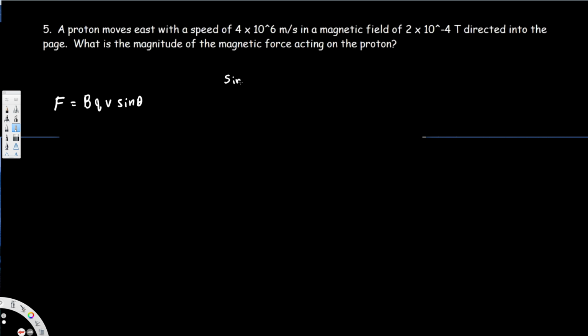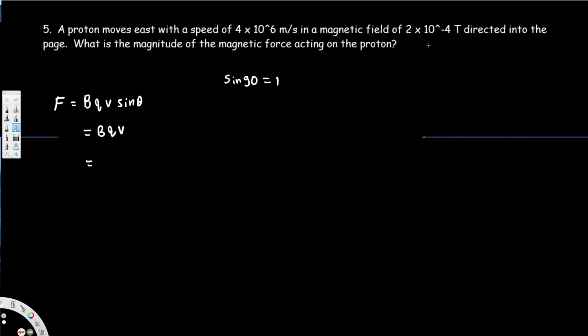So we know that sine 90 is equal to 1, right? So we only have to deal with this one right here, BQV, because this is just going to be 1. And the question is asking for the force, so we don't have to change anything. We just have to directly apply the values.